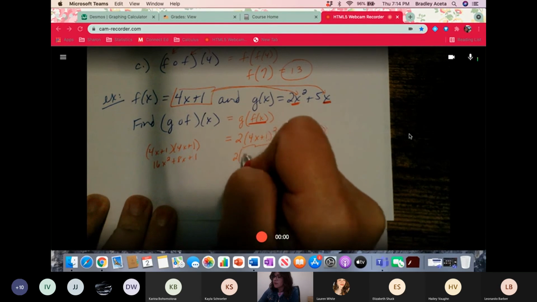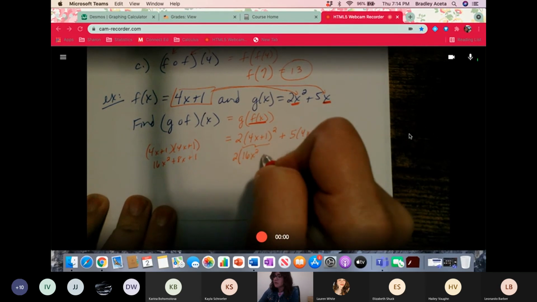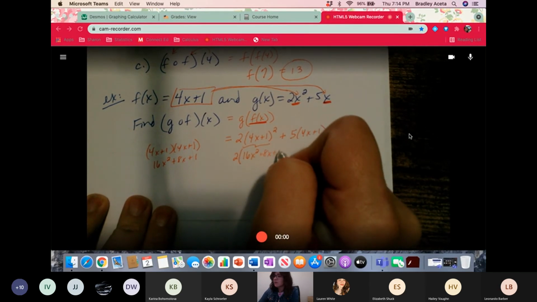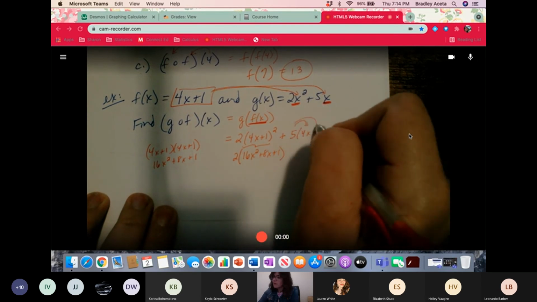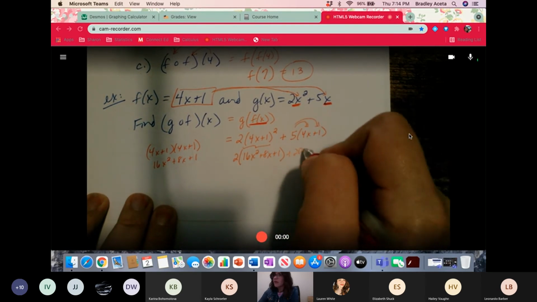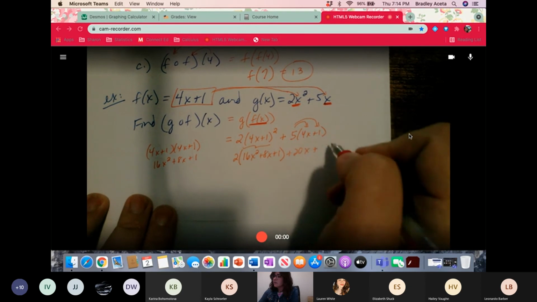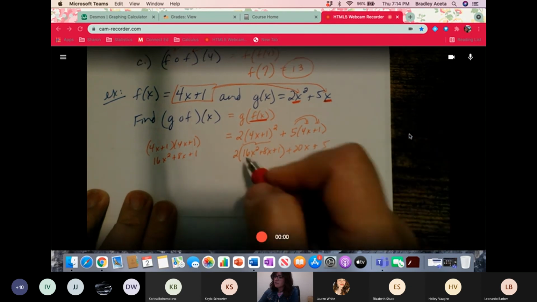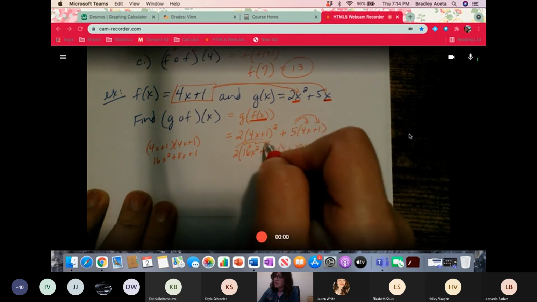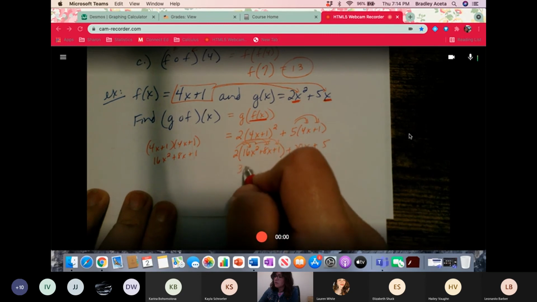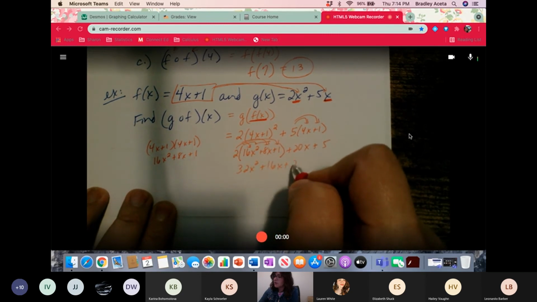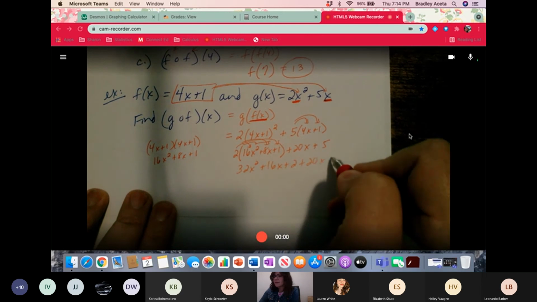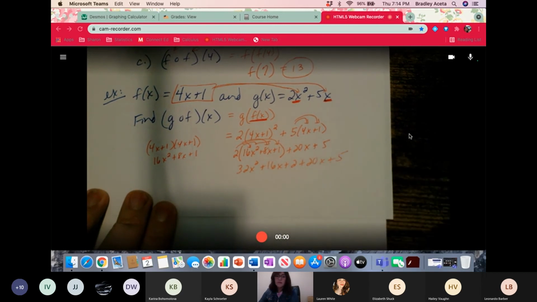But then there's a 2 outside of it. So 2 times 16x squared plus 8x plus 1. This would be 20x plus 5. And then I would distribute this 2. So this would be 32x squared plus 16x plus 2 plus 20x plus 5.